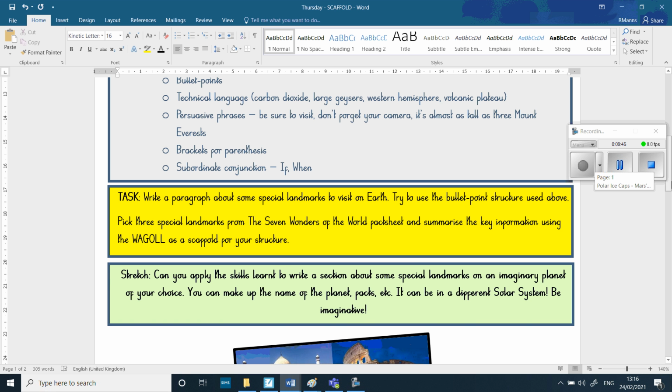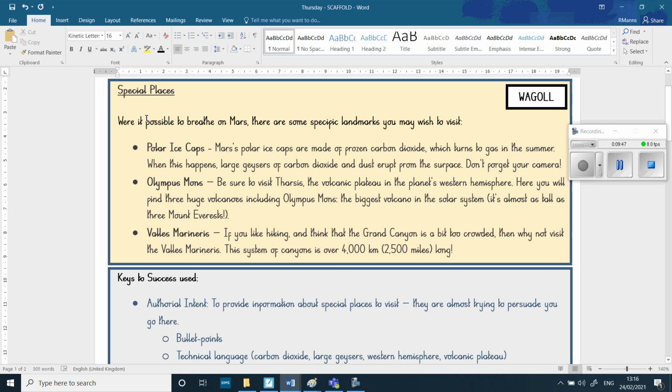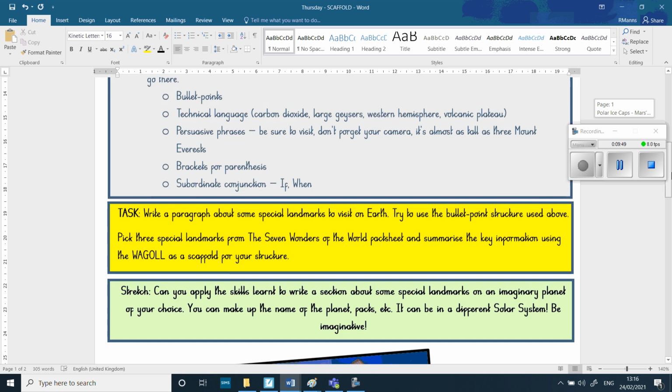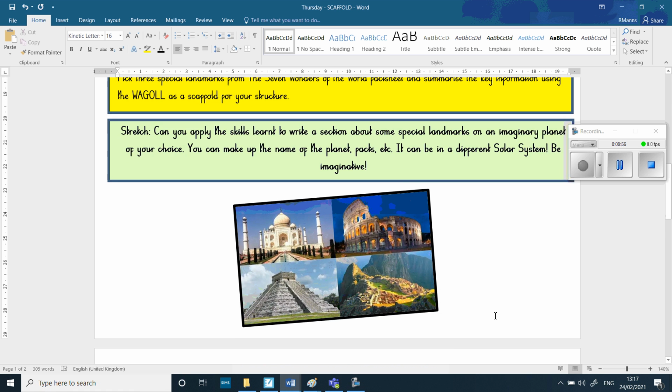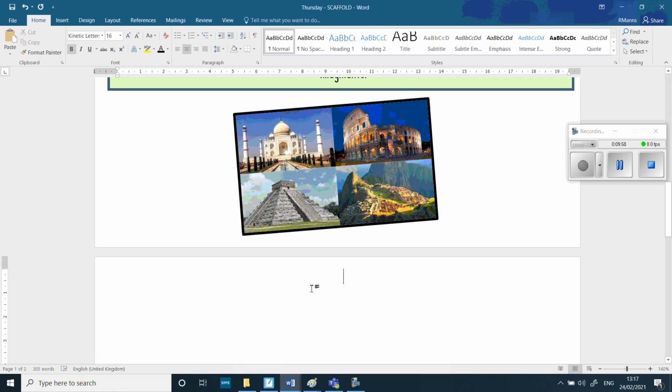Your best scaffold for today is to refer to the example 1. That's how to set it out. So that's your scaffold, really. And then what you need to do is pick 3 special ones and write summary information about them using the structure. So I'm going to have a go at doing that now.